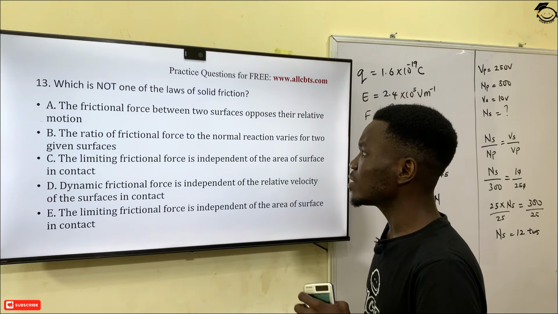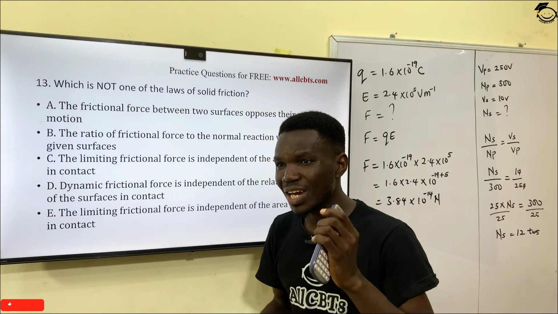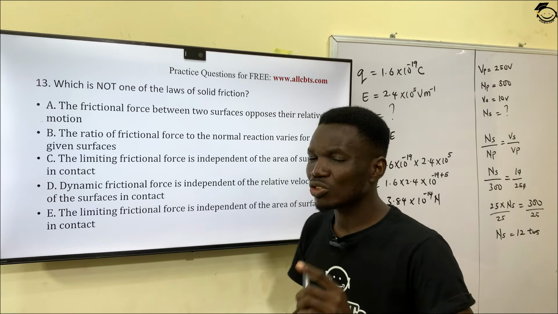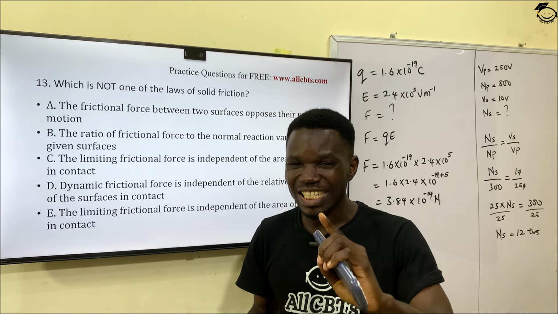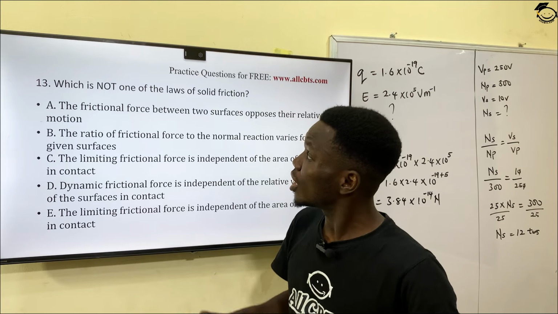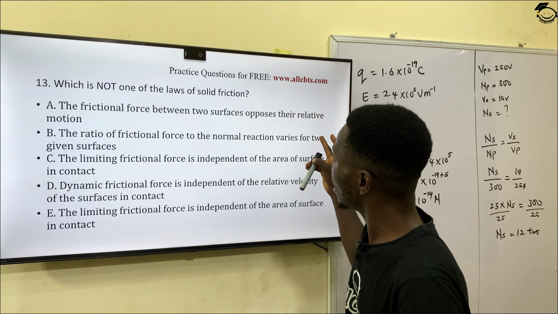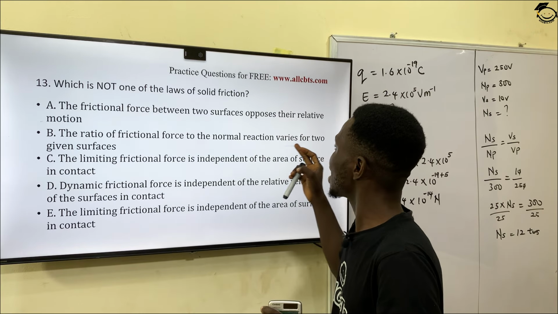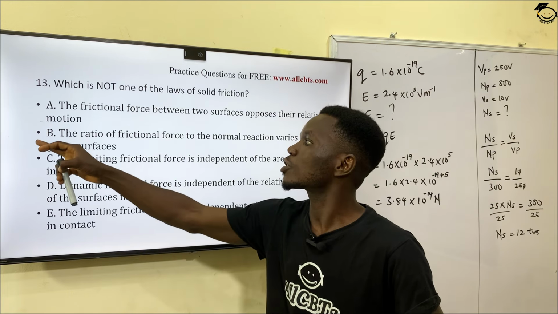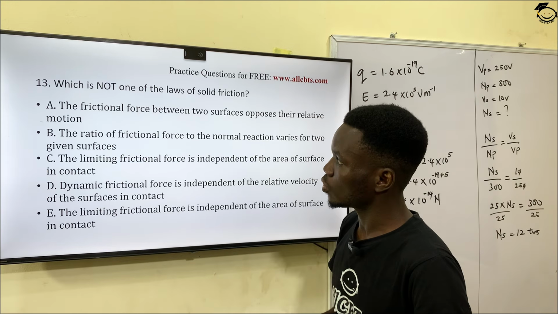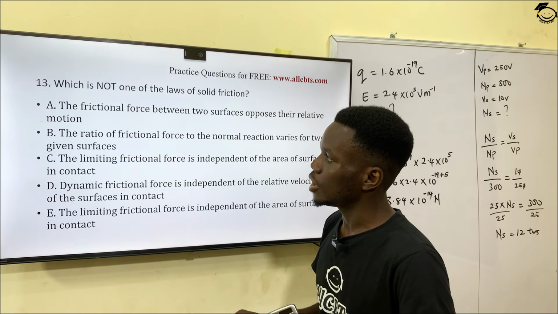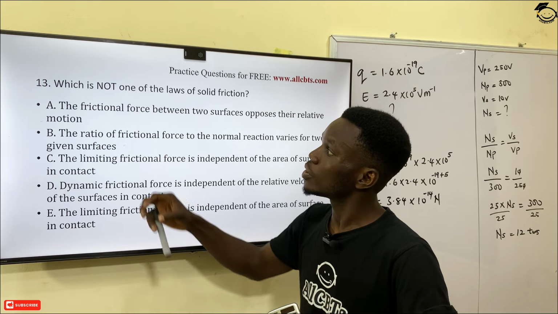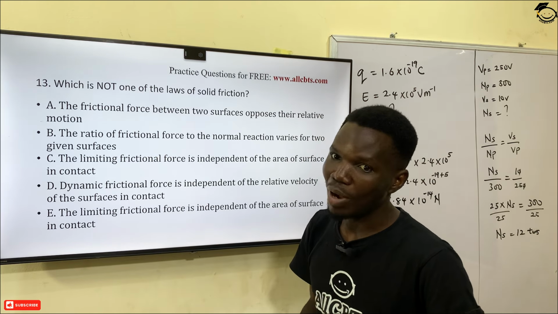Now when there is frictional force, the ratio of the frictional force to the normal reaction does not vary. Instead, it is constant. So the law that is not applicable to solid friction here is option B. Option B here is not one of the laws of solid friction. So the incorrect answer here is option B. So our answer therefore is option B.